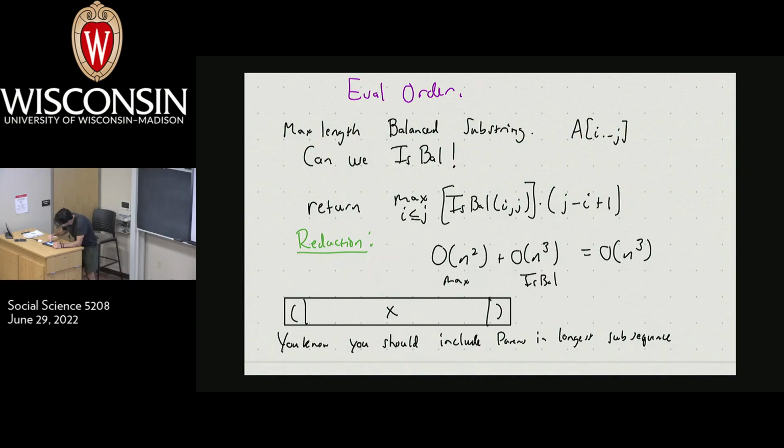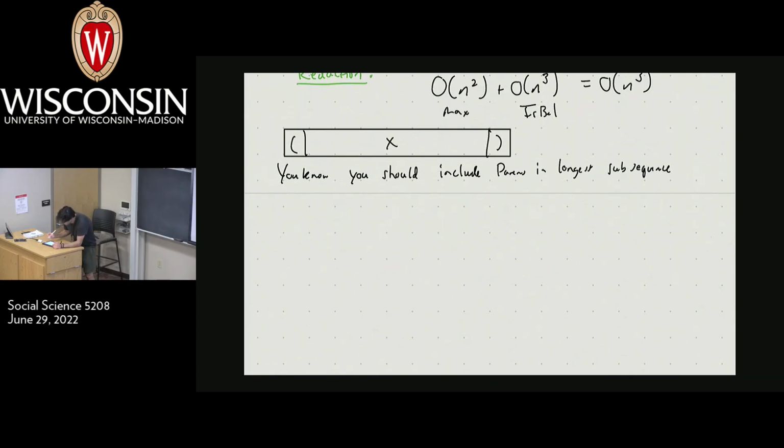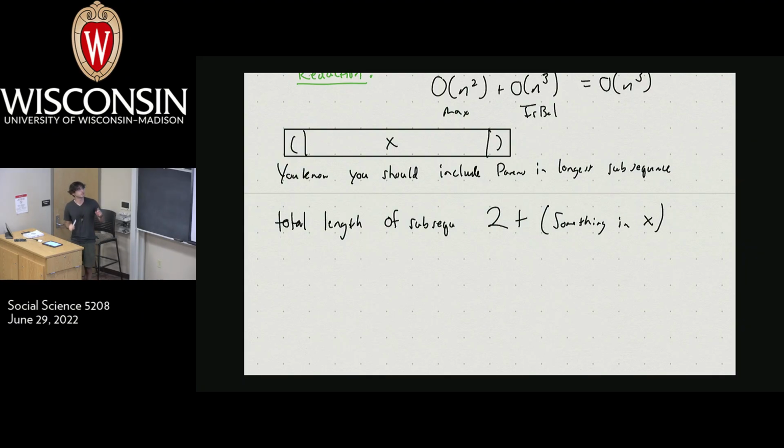New page. So if you knew that, then the total length of your subsequence is going to be 2, because you have one left, one right, plus something in x. That's the total length of your subsequence. So your subsequence is going to be a left parenthesis, a right parenthesis, and something in the middle.